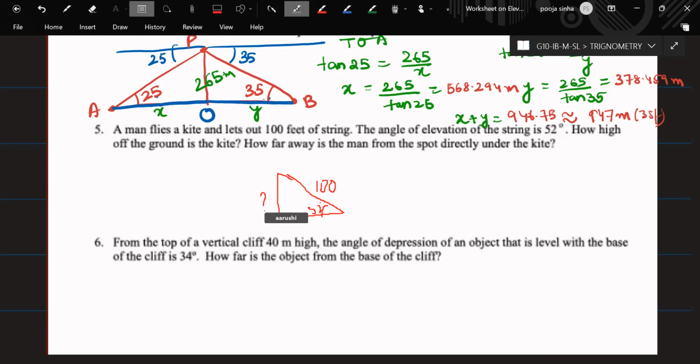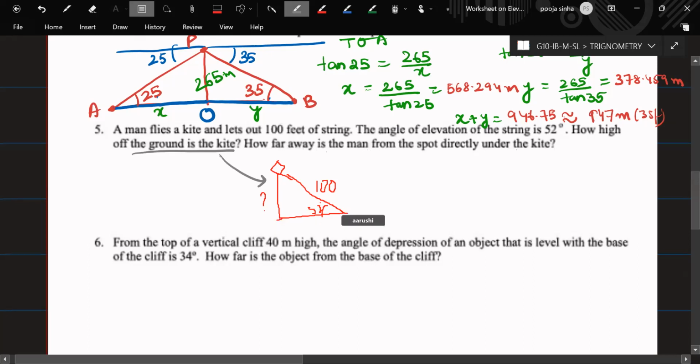Miss, you'll use sin and cos. You're supposed to find out two things here. First, how high is the kite, the height from the ground? Second, how far away is the point directly under the kite? So that is what you are going to find out.